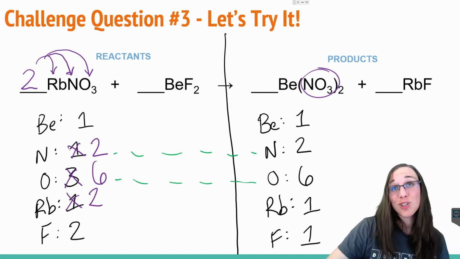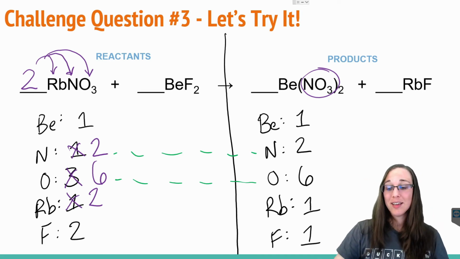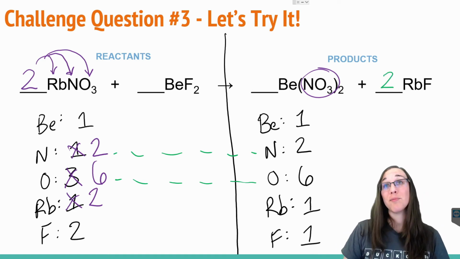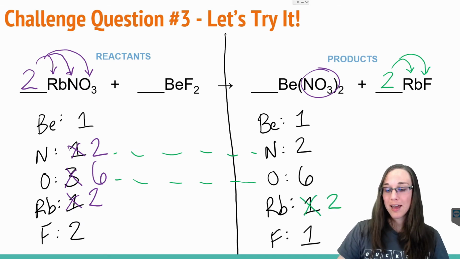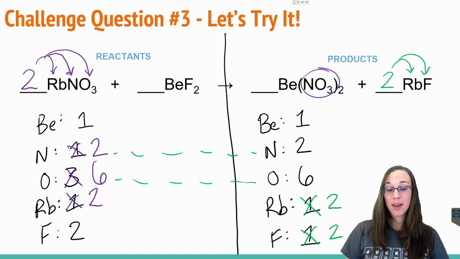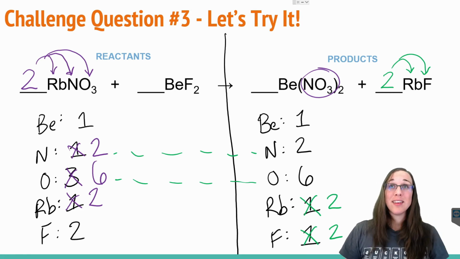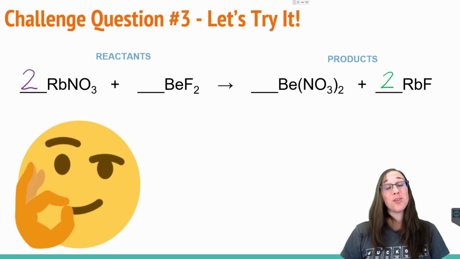We have 2 Rb atoms on the reactant side and 1 Rb atom on the product side. So what times 1 gives me 2? I'll put a 2 in front of my RbF molecule. Now I can distribute that 2 into Rb and into F, and that gives me 2 Rb atoms and 2 F atoms. Well, golly gee whirlikers, looks like that ended up balancing the rest of our equation. Now we have equal numbers of each atom present on both sides. So there's your final beautiful balanced chemical equation.